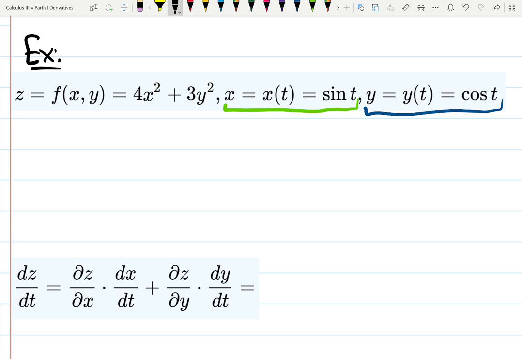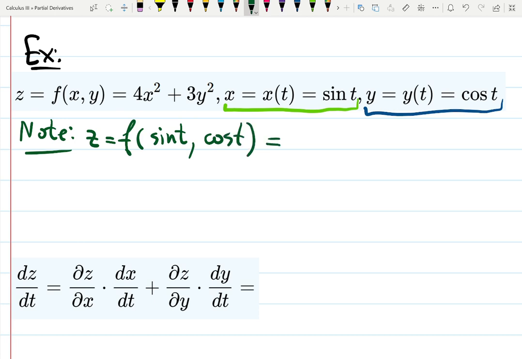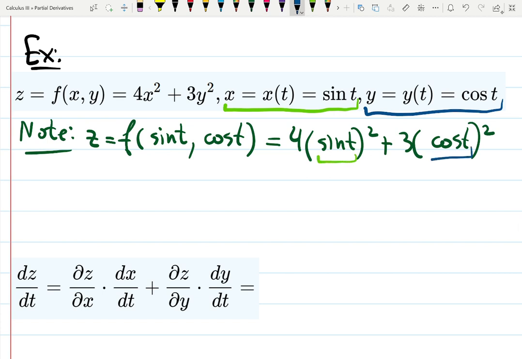Thus, a note. You can also differentiate it this way. Z is actually a function of x, which is sine t, and y, which is cosine t. And it's going to be 4 sine t squared plus 3 cosine t squared. So technically speaking, you could just plug them in. Sine is in green, cosine is in blue. That is my y, that is my x.